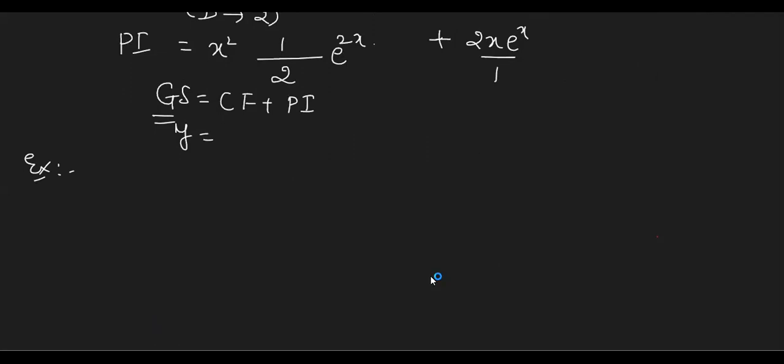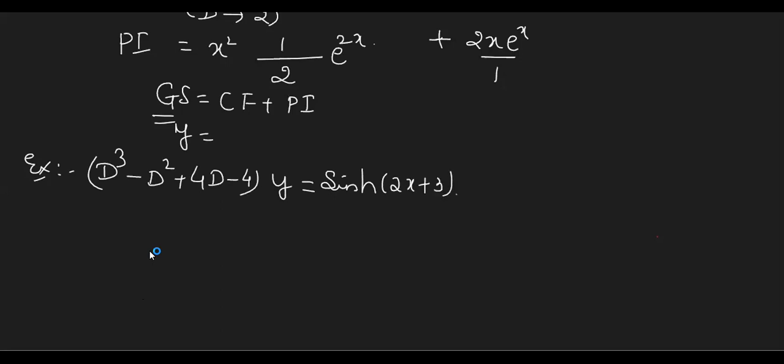Right, now the next example. It is (D cube minus D square plus 4D minus 4) into y equal to sine hyperbolic 2x plus 3. Take this example. The first part you are aware of how to do it. In the calculator, just find the roots and tell me.